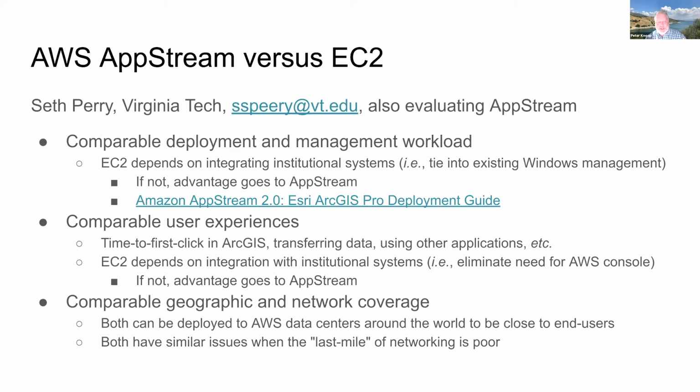The user experience is comparable. The time to first click in ArcGIS after you decide you want to use it, transferring data, using it with other applications. Both AppStream and EC2 we're using in desktop modes because you might click on a feature in ArcGIS Pro with a URL and you want to click on that and have it open in the browser. So you can't use AppStream in its traditional streaming sense. You need to use it in its desktop streaming sense.